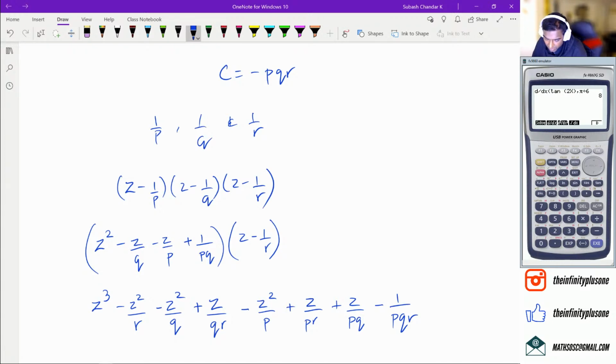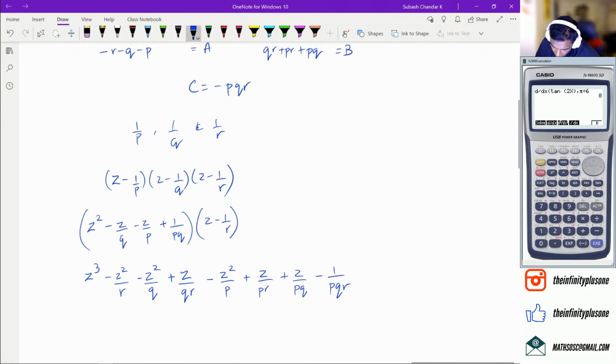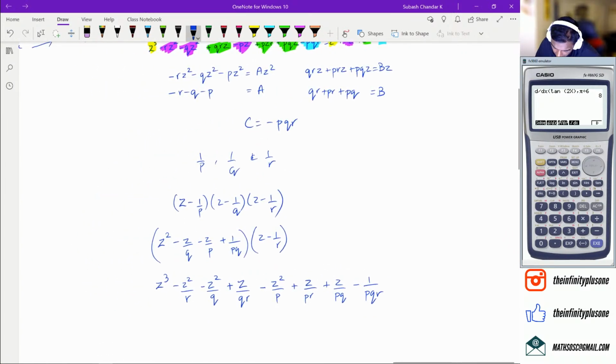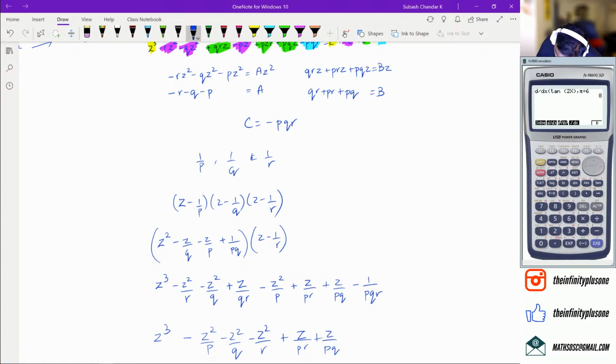Now that we've got all of this, we do the same thing as what we did before. We've got to collect all the like terms. So we're going to go z cubed, and here we've got minus z squared over p minus z squared over q minus z squared over r, and then here we've got plus z over pr plus z over pq plus z over qr minus 1 over pqr.